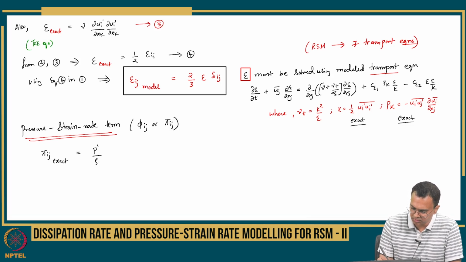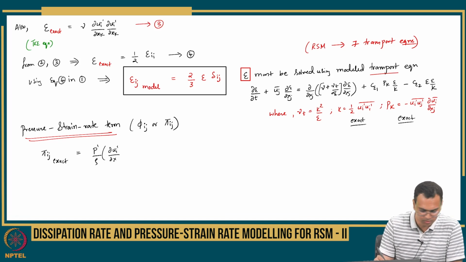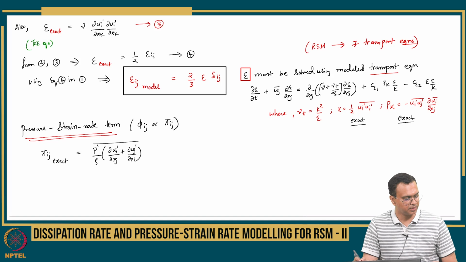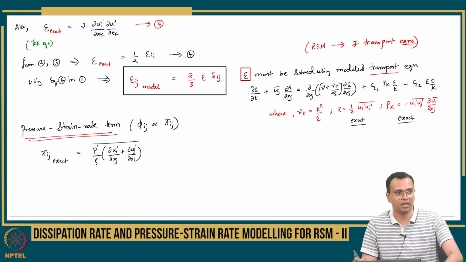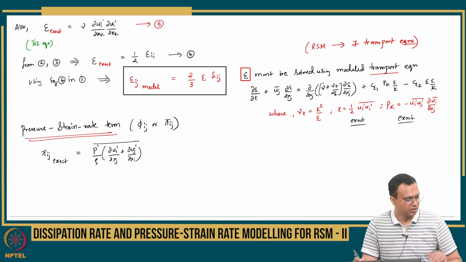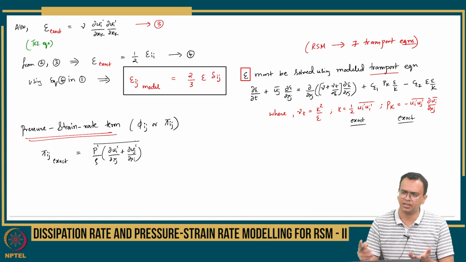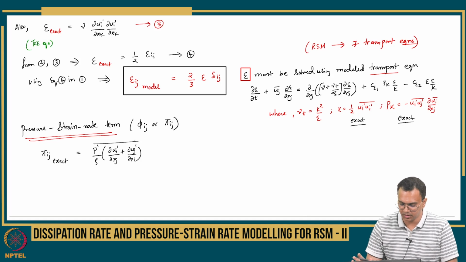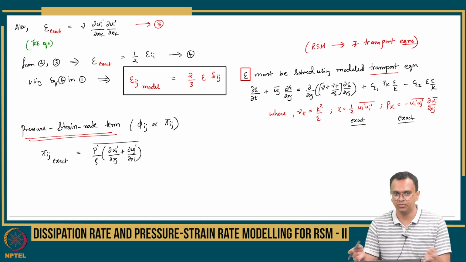we have a formulation p prime by rho dou ui prime by dou xj plus dou uj prime by dou xi average. So this is something that requires to be modeled because this is a redistribution term accounting for anisotropic nature in the flow, or at least I would not call it anisotropic, at least it handles the two component limit, and it also tries to drive the flow towards isotropy because it is redistributing.